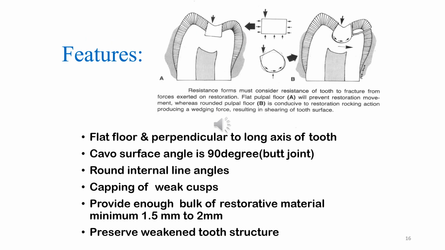Features of primary resistance form include a flat floor perpendicular to the long axis of the tooth. The cavo surface angle should be 90 degrees, that means a butt joint. Internal line angles should be rounded. Capping of weak cusps: the restorative material bulk should be 1.5 to 2 mm and weakened tooth structure should be preserved.